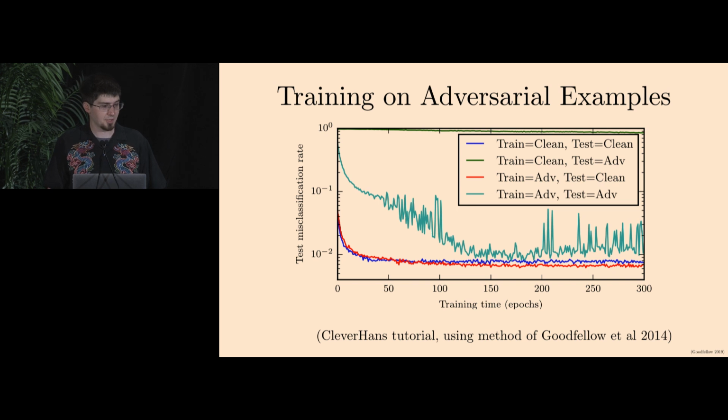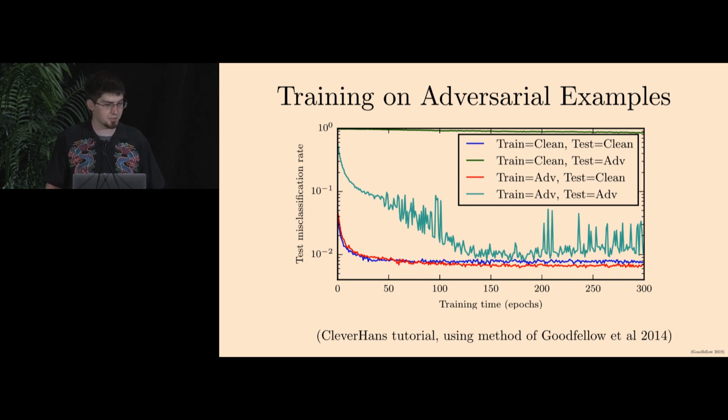The next learning curve to look at is the green curve that stays near the top of the plot across the entire plot. This is what happens when we train on clean examples and evaluate on adversarial examples. The error rate stays high throughout the entire course of training. So training on just clean examples doesn't really do much of anything for adversarial robustness.